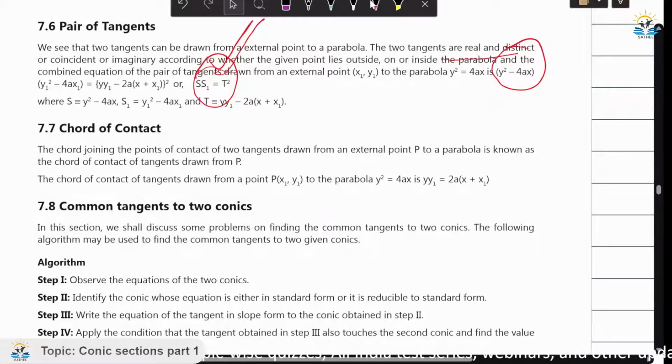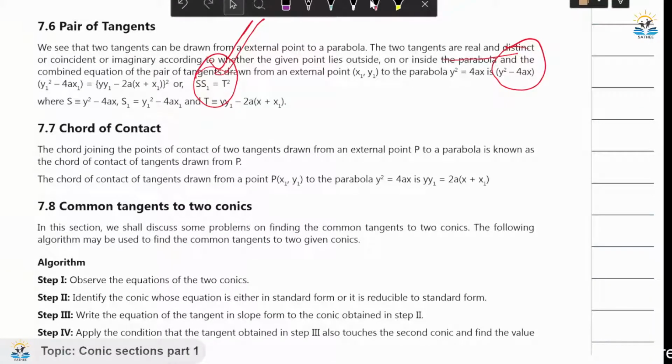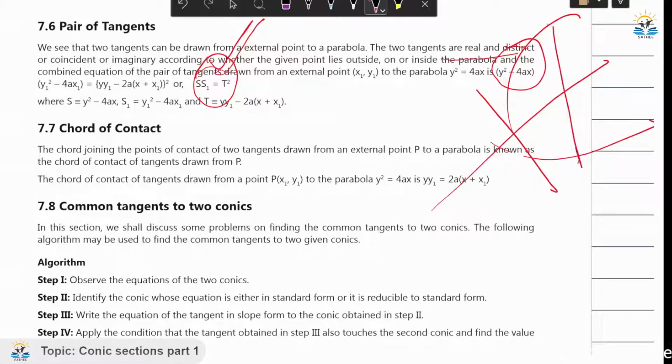Okay, so moving on to the chord of contact. You basically know what a chord is, right? If there's a parabola and there are 2 points, when you connect these 2 points in the parabola, that becomes a chord. So the chord joining the 2 points of contact of two tangents drawn from an external point P is known as the chord of contact of tangents. Okay, this is important.